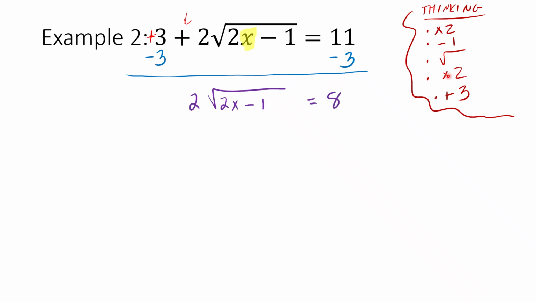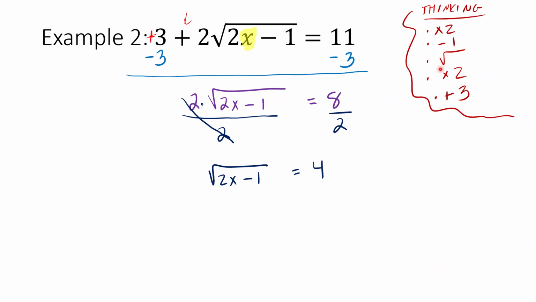Next thing I would need to do is undo the timesing by 2. That would be this 2 right here. This is multiplication, and so we would do that by dividing. And of course, whatever I do to one side, I must do to the other. These 2's divide out to a 1. 2 divided by 2 is 1. And that will leave me with the square root of 2x minus 1 is equal to 4.